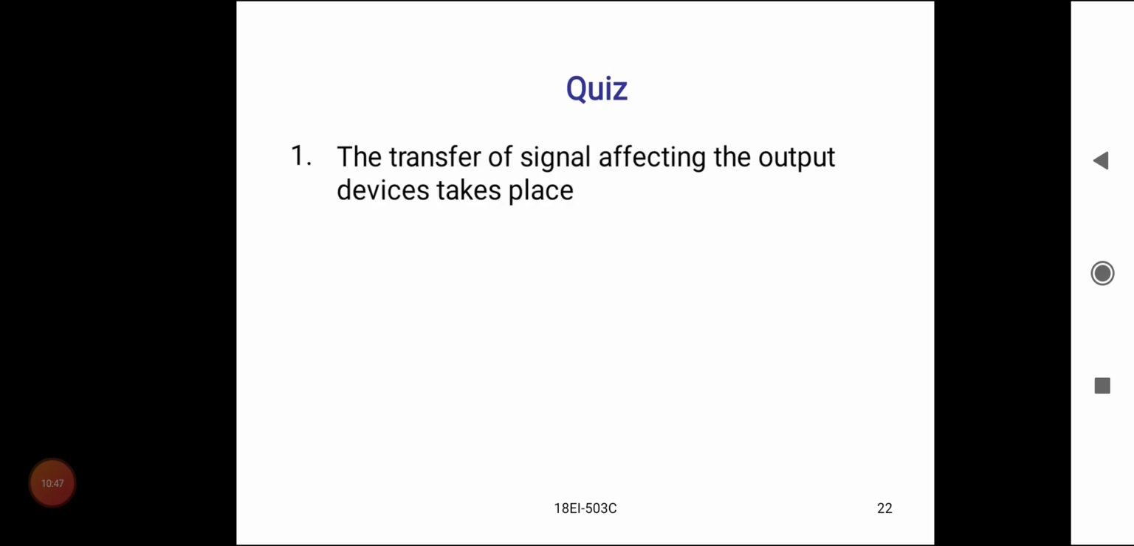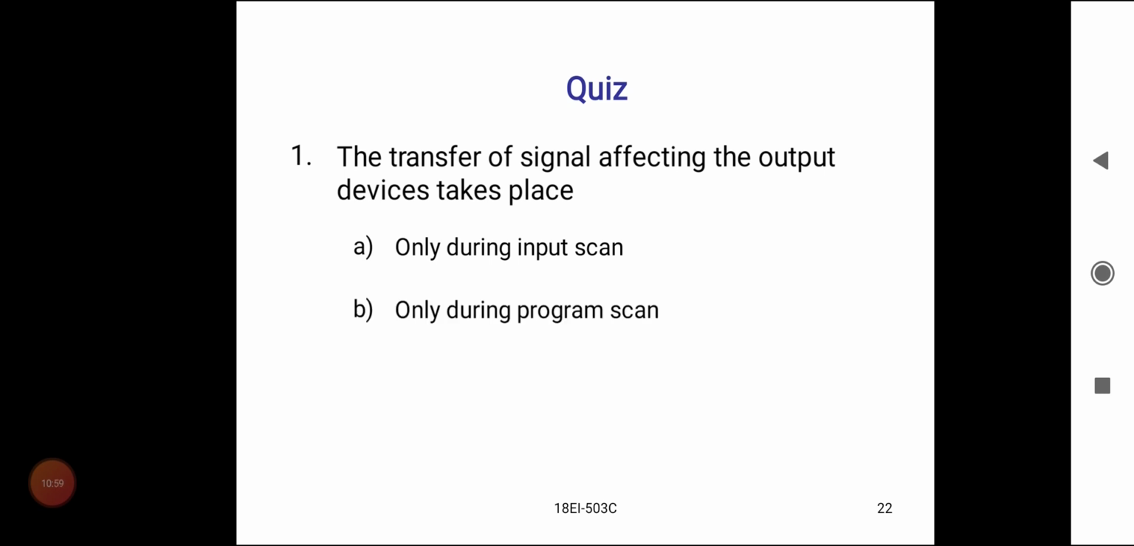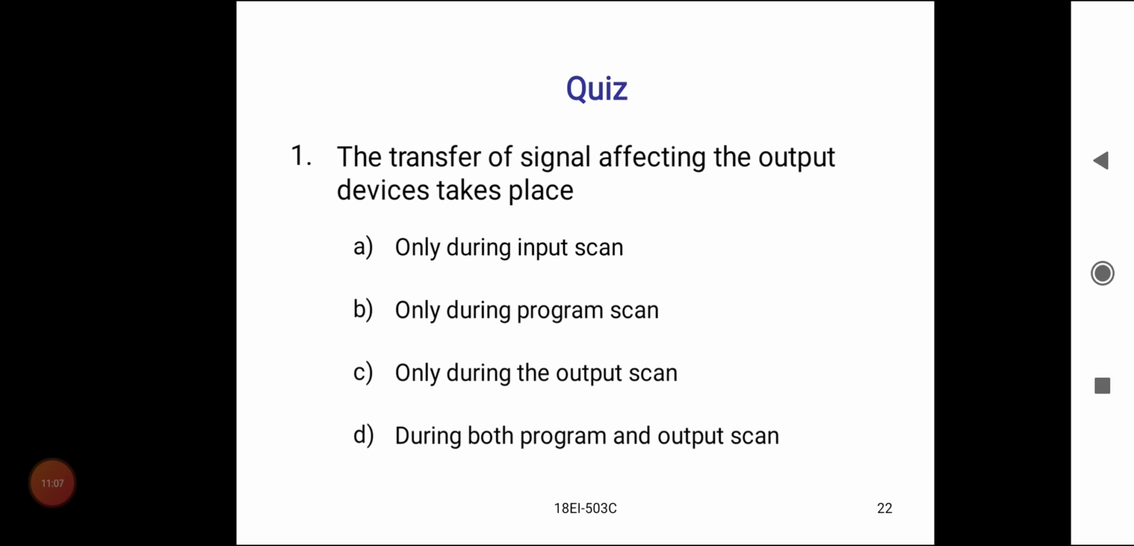Question 1. The transfer of signal affecting the output devices takes place: A. only during the input scan, B. only during the program scan, C. only during the output scan, D. during both program and output scan. The answer is C. Only during the output scan.